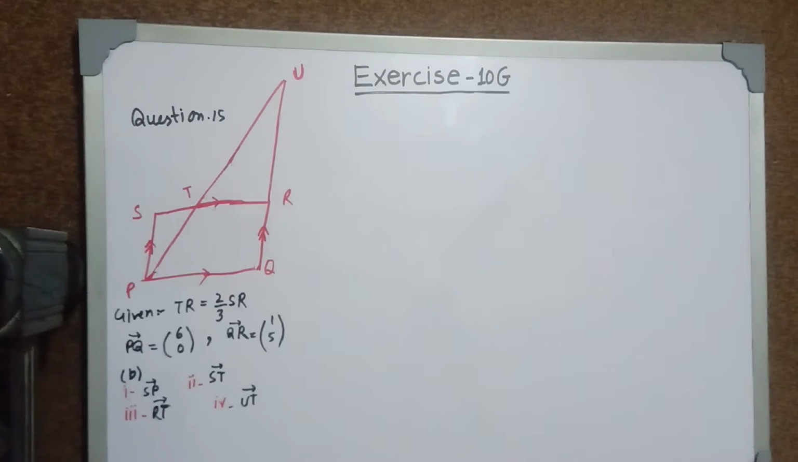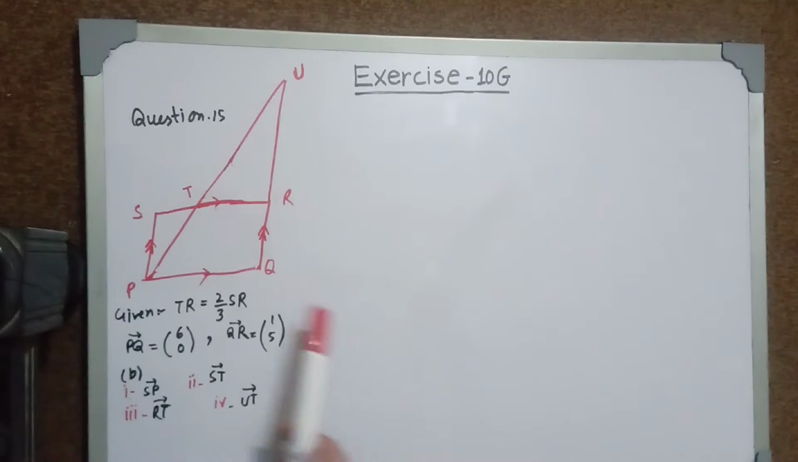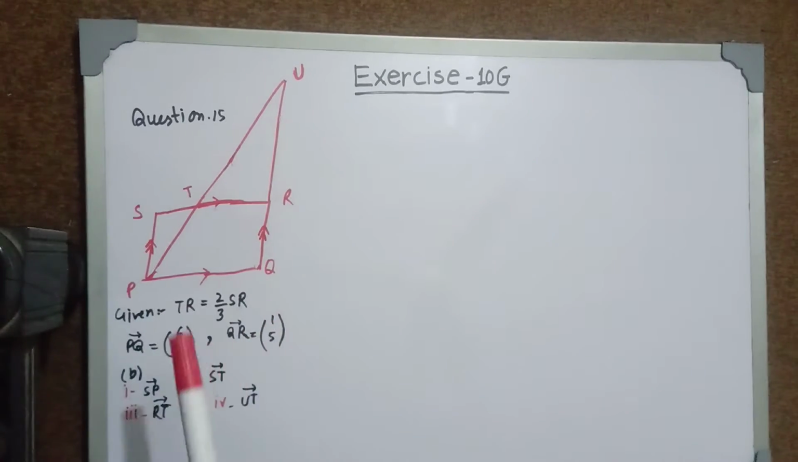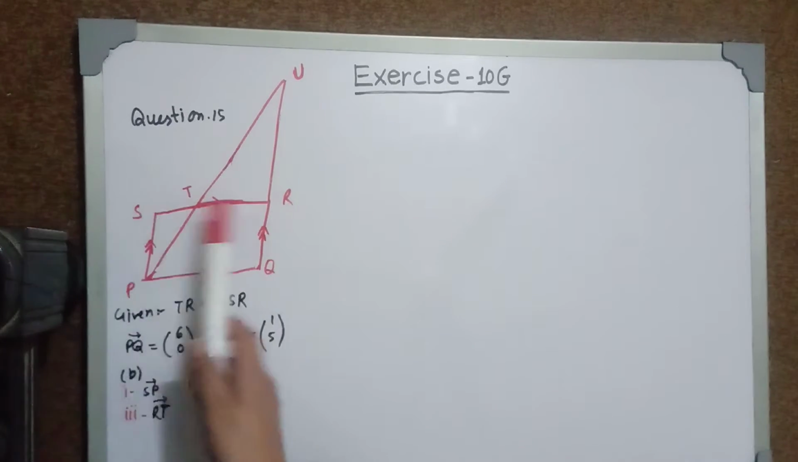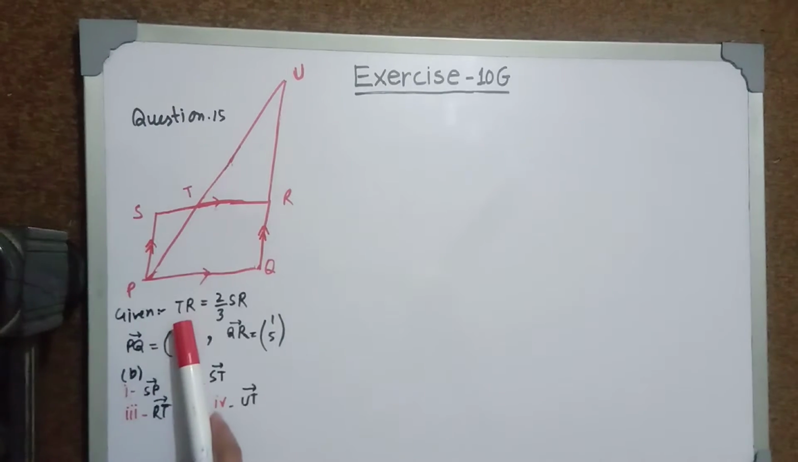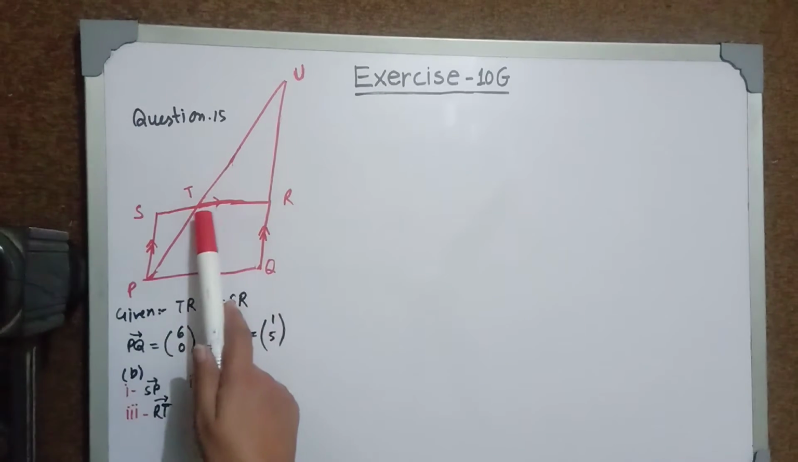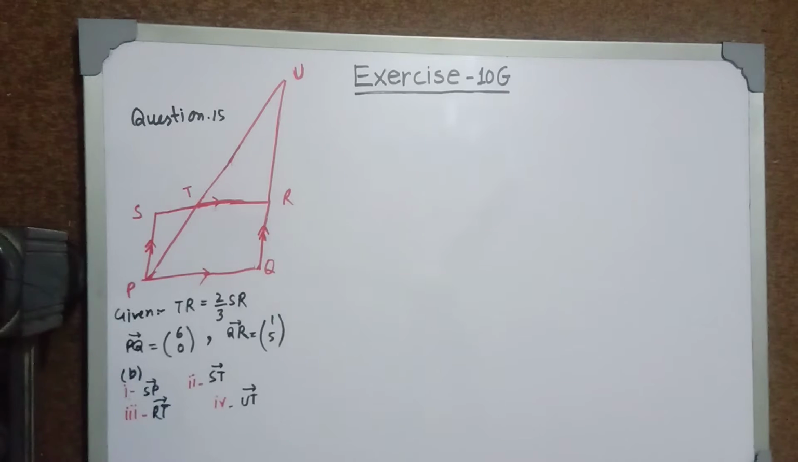Hello everyone. We are starting question number 15 of exercise 10G, and you can see in this figure that there is a parallelogram PQRS, which means that opposite sides are equal. SP equals RQ, SR equals PQ. It is given in the question that TR is equal to 2/3 SR. This TR is equal to 2/3 of SR, right?